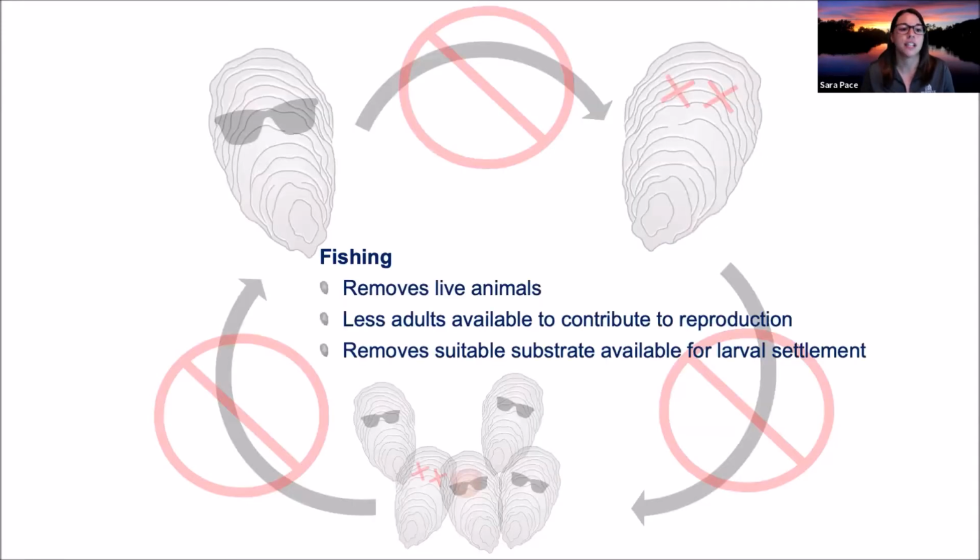And in addition to natural processes, we must also consider the effect of fishing, as fishing removes live animals, which means that there are fewer adults available to contribute to reproduction. So we're removing the brood stock, and we're removing suitable settlement substrate for larval settlement because, as I said, they prefer live oysters, which we're removing, and they really like the inside of dead oysters, but if we're taking away all the live oysters, we have fewer oysters dying and contributing to the reef.